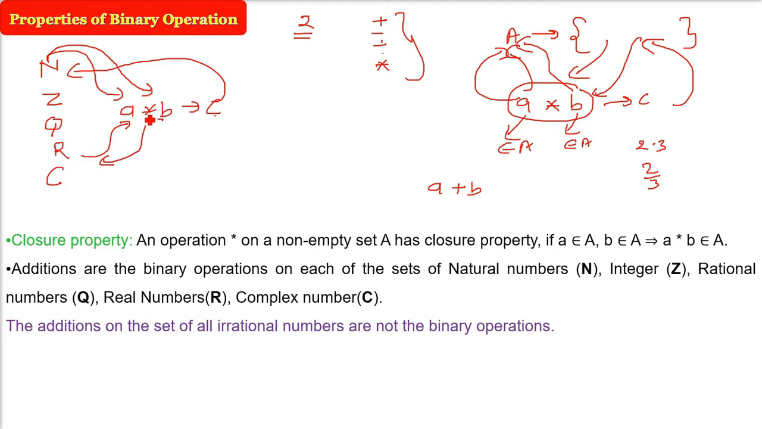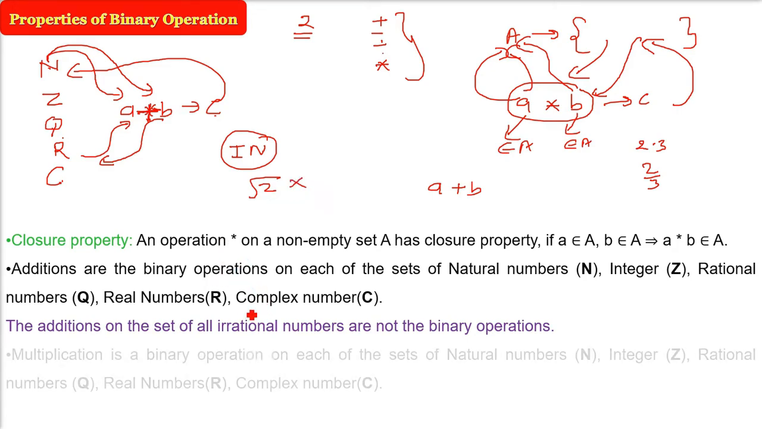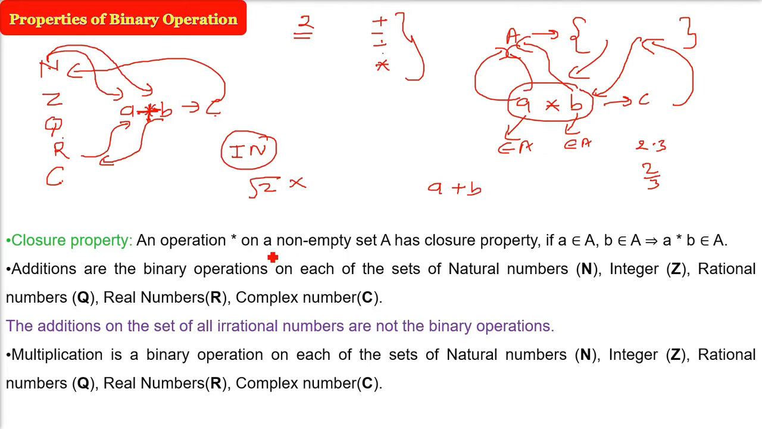So if I am saying a plus b, N, Z, Q, R, C, for these sets, this property holds. But for the irrational numbers, for example, what is an irrational number? I'll just give you an example. For example, under root 2. This is an irrational number. So when you are adding two irrational numbers, the result may or may not come from the irrational numbers. This may happen. So the same discussion we are going for the multiplication.